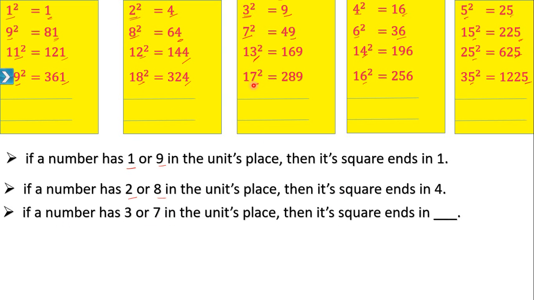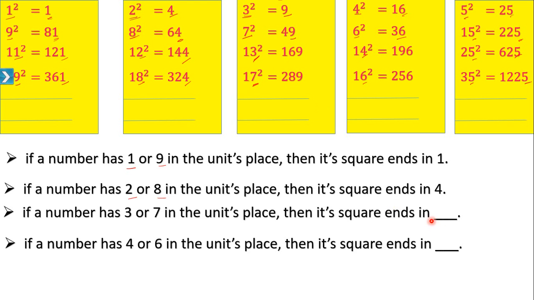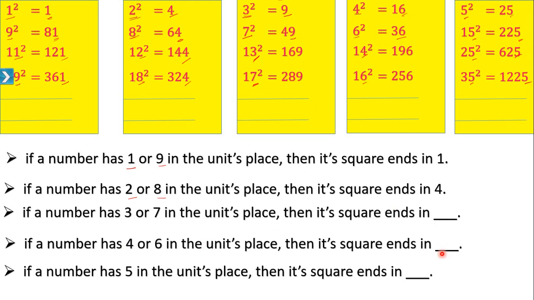If a number has 3 or 7 in the units place, then its square ends in dash. You have to fill the blank. Observe the third set of examples and fill the blank. Now if a number has 4 or 6 in the units place, look at the fourth set of examples, then its square ends in dash. Look at the fourth set of examples and fill the blank.